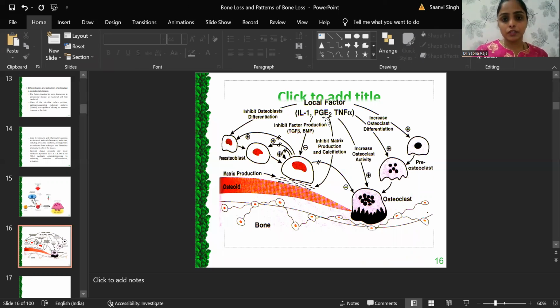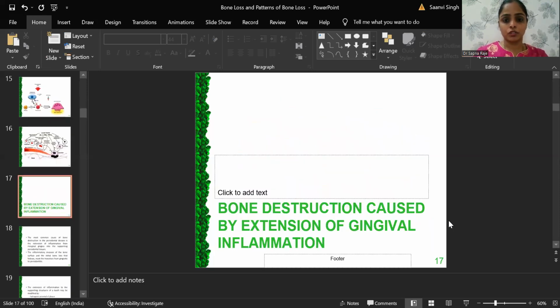Here are the local factors which are present, like interleukin 1, prostaglandin E2, and tumor necrosis factor alpha. Interleukin 1 inhibits osteoblast differentiation, and it inhibits factor production, such as tumor tissue growth factor and bone morphogenic proteins. It inhibits matrix production, then it increases osteoblast differentiation, and pre-osteoclast formation takes place, which may lead to bone resorption and bone formation.